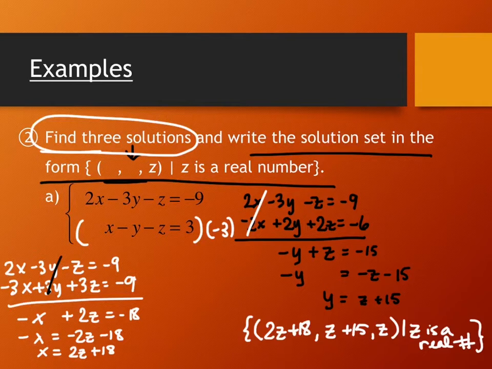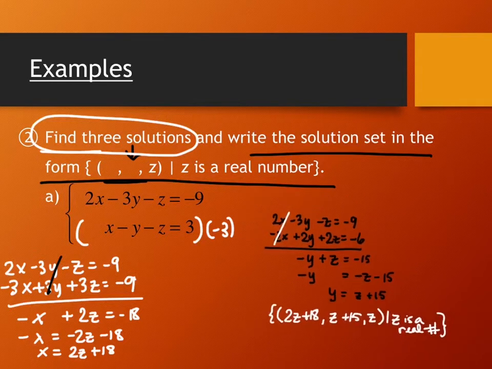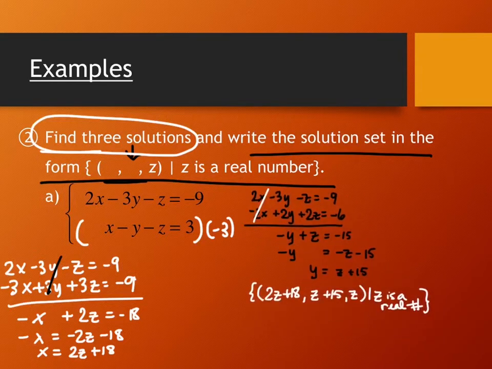Okay, so there we go, and we're going to pick values for z. I'm just going to pick some really nice easy values for z, like 0, 1, and 2. You can pick anything you'd like because it says just to find 3 solutions. But if I plug in 0 for z, then I will have 15 here in the middle, and I will have an 18 at the beginning.